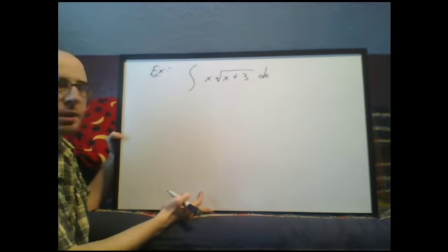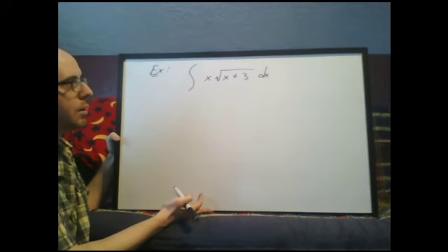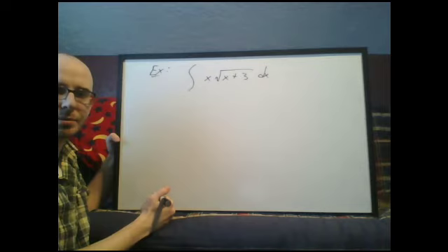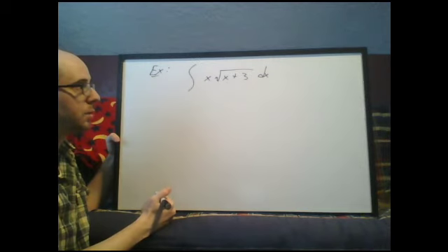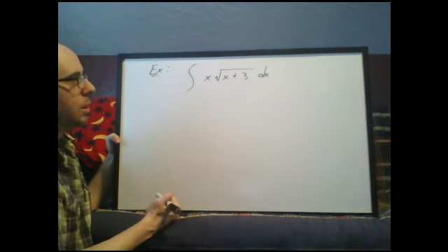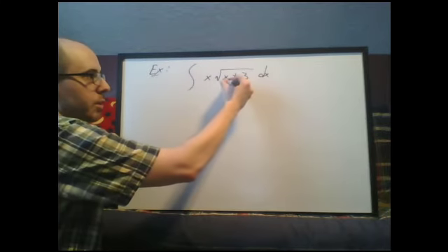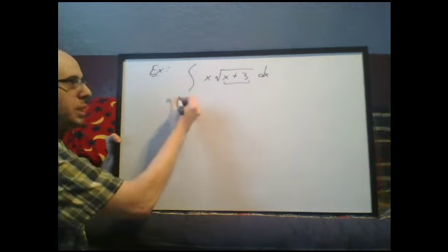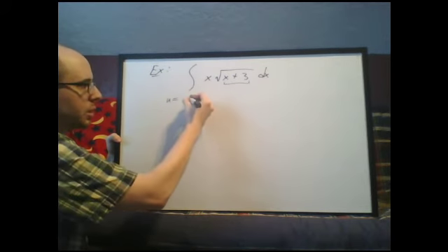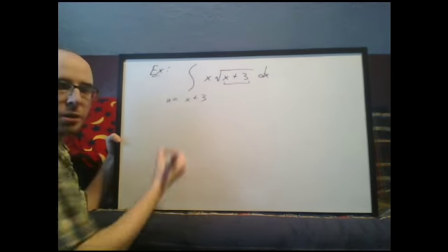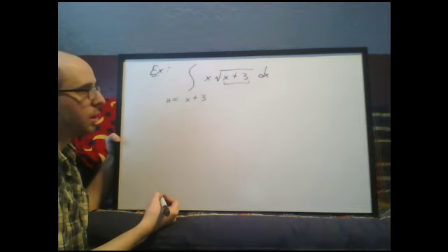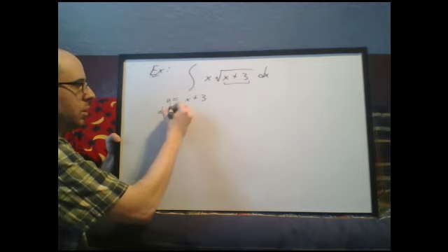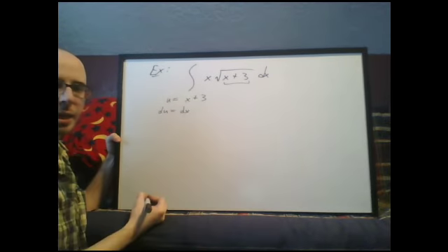All right, so you look at this, and I can't simplify my way out of this to get a basic function, but there is an inside function. X plus 3 is an inside function, and the good news is x plus 3 is a linear function, so my substitution shouldn't be too difficult. U equals x plus 3. So then du would be dx, 1 times dx.